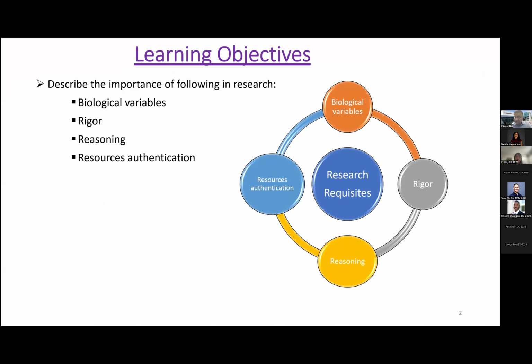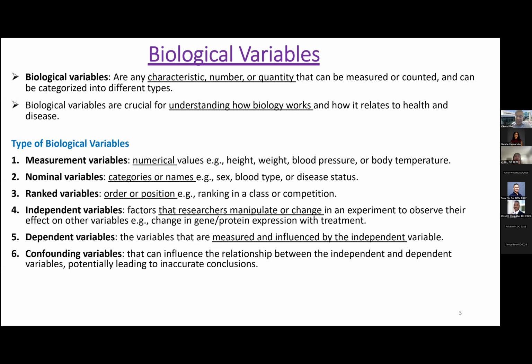So first thing is biological research variables. Variables are any characteristic, either a number, quality, quantity, name, age, BMI, any type of data which we are working on to compare between the control and the disease or any two groups or two criteria. They are called biological variables.